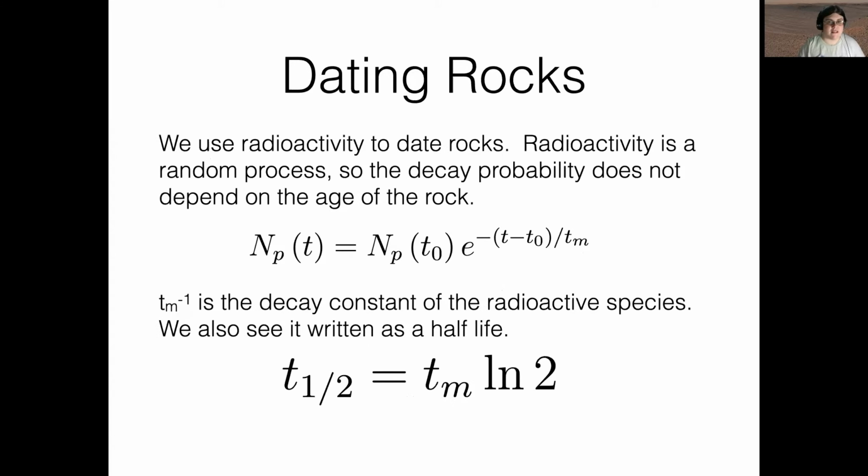So let's start with the basics. We use radioactivity to date rocks. Radioactivity is pretty much a random process. So if we wanted to write down equations for this, we're going to need to look at differential equations. So let's say we have a parent N_P, and it's transformed by some radioactive process to N_D, the daughter isotope. So here's our parent, here's our daughter. Parent is radioactive, let's say the daughter's stable.